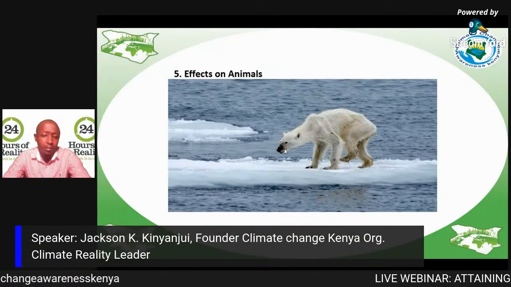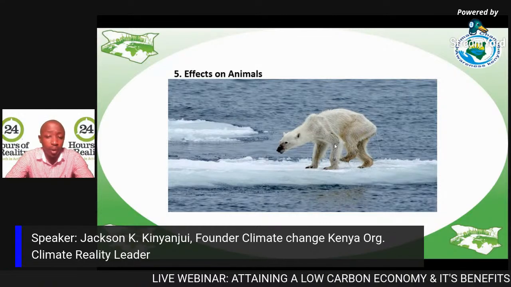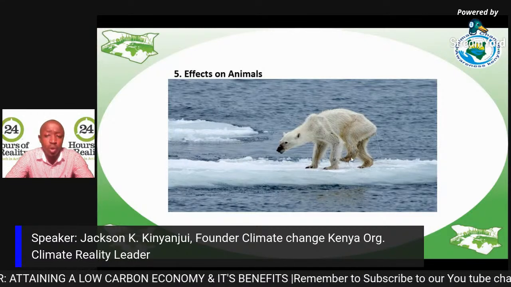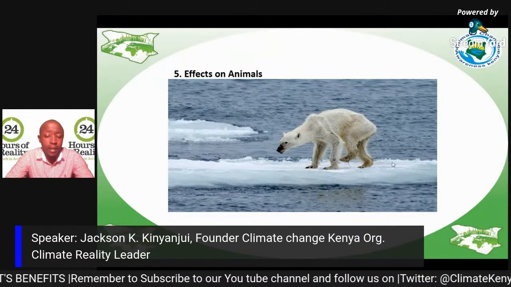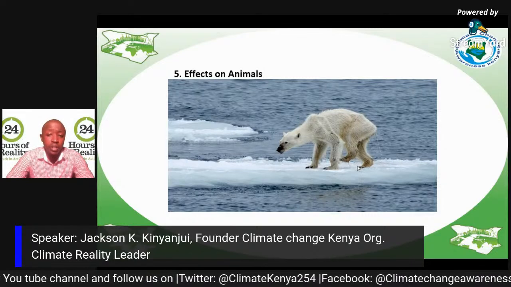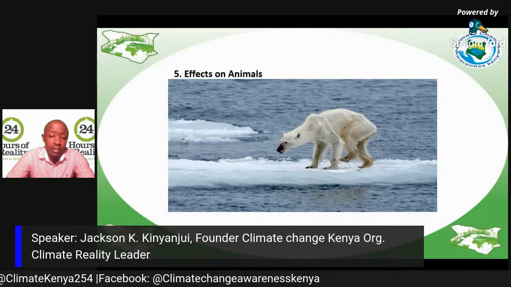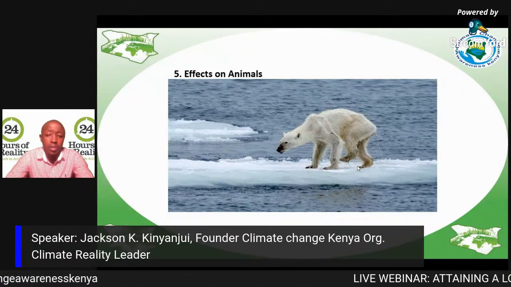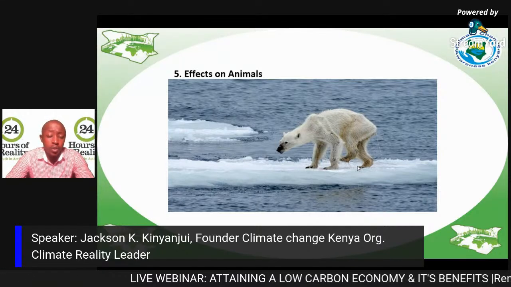What are the effects on animals? This is a very sad picture in front of you of a polar bear. You can see it has lost almost 60% of the fat covering its body just because it did not have enough food, and now fat was being used in cases of starvation. It had to digest its own fat for survival. The reason being, carbon dioxide has led to the increase in surface temperatures of the earth, leading to global warming.